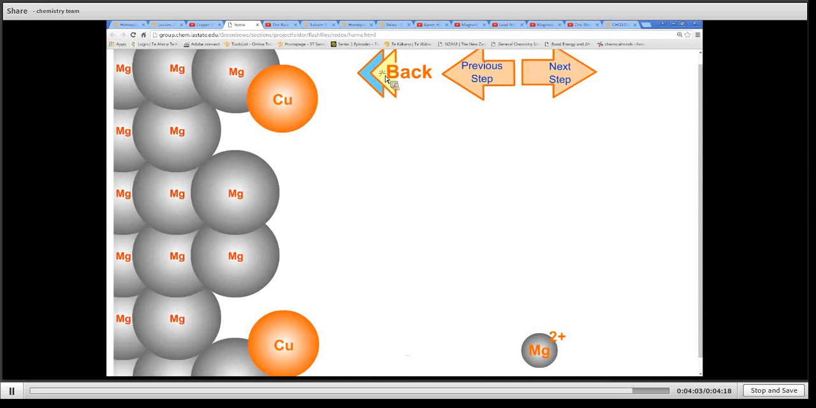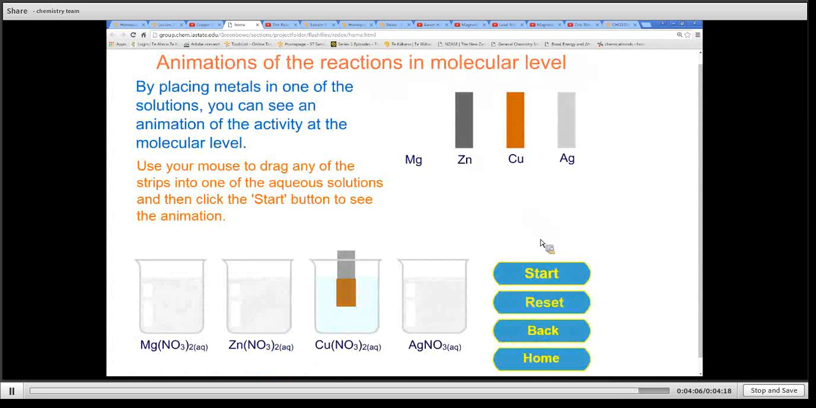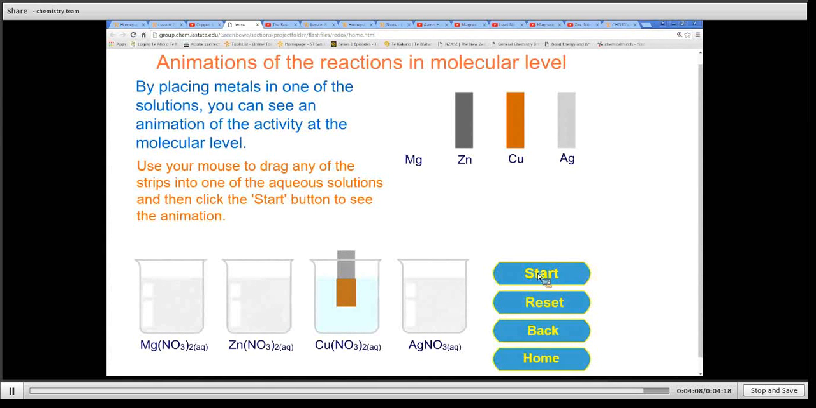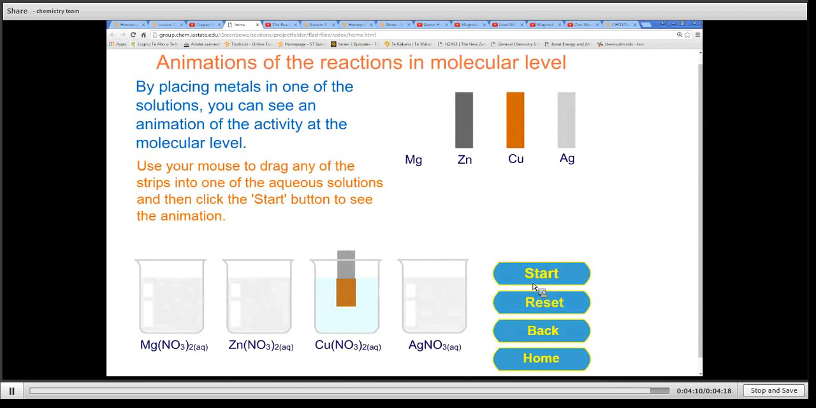So you can explore this animation. There are a number of different ones, with different solutions. Have fun.